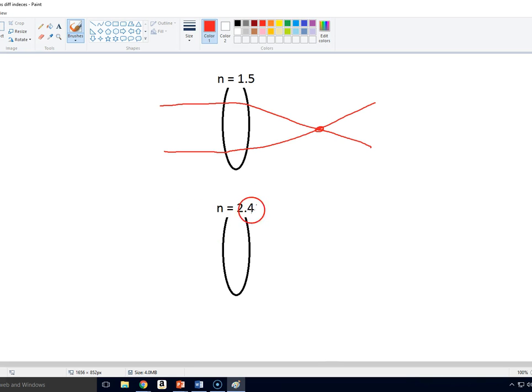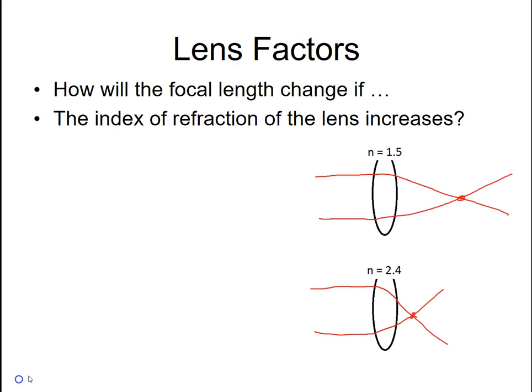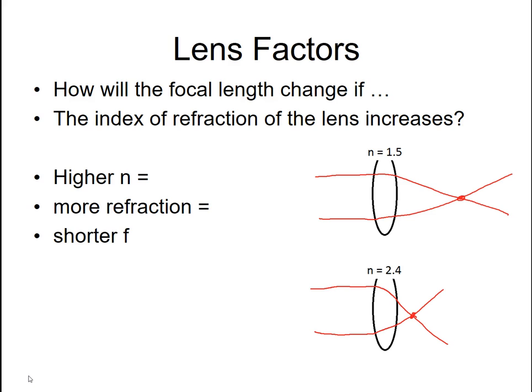Now in this one, since the index is larger, that means that because of Snell's law, the light's going to bend more. And so at the two interfaces, we're going to get more bending, and because there's more bending, we're going to end up with a shorter focal length. So our conclusion is if the index of refraction increases, if you have a higher index, there's going to be more refraction. You end up with a shorter focal length.